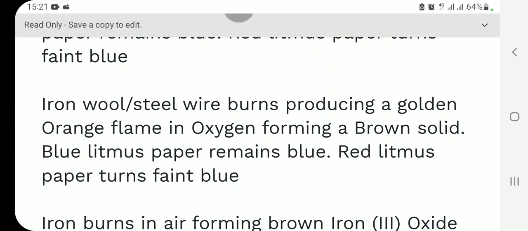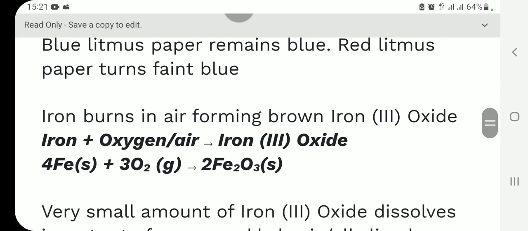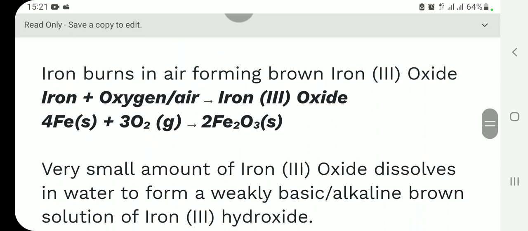It's still a solid, but you have to know the difference here. You need to note the flame color, which is golden orange, and then the solid is brown. The brown solid is iron oxide. Hope you are following. Iron burns in air to form iron(III) oxide. Iron plus oxygen forms iron(III) oxide.